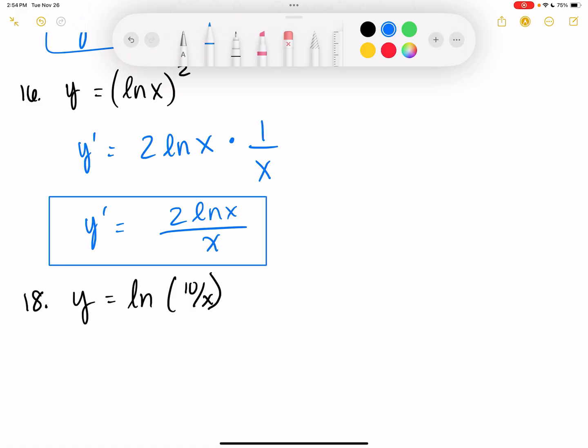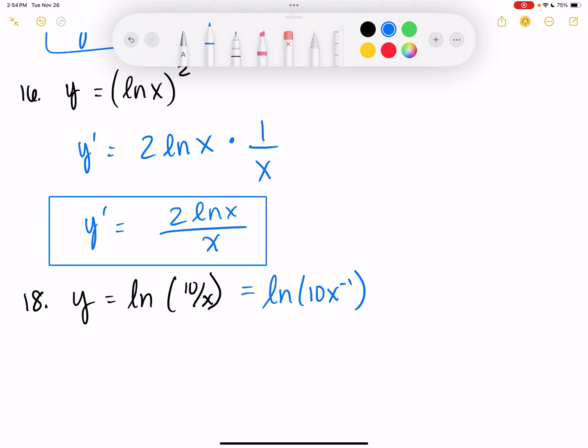Whatever. All right, so with one like this, I would suggest that we rewrite 10 over x as 10 times x to the negative 1, just for the sake of when we do our chain rule, it'll be easier to deal with. So ln of 10x to the negative 1. The derivative of the ln of x is 1 over x. The derivative of the ln of u, which 10x to the negative 1 would be u, is 1 over whatever's inside the parentheses, and then times the derivative of whatever's inside.